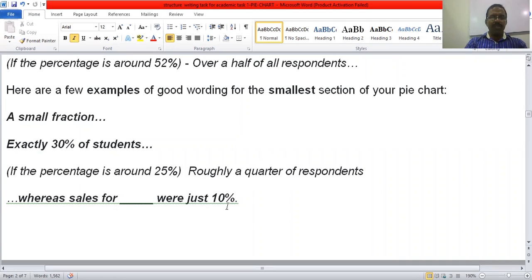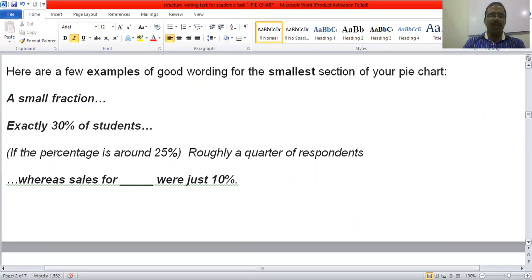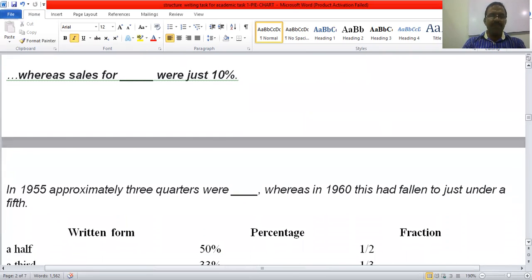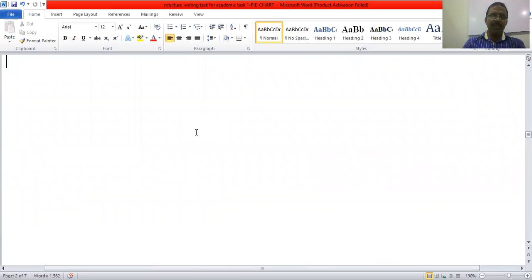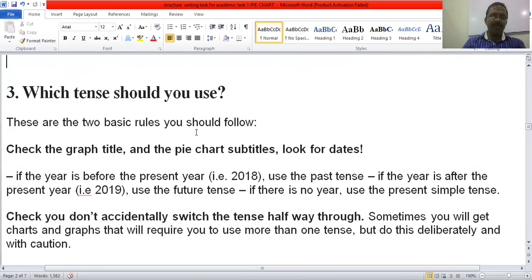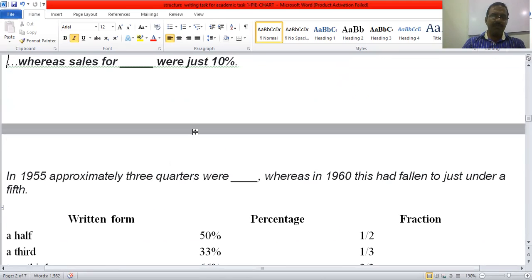wheat were just 10%. Here "just" means the smallest portion, only 10% of the sales. So that is showing a small fraction, a little part, a small part. Then, in 1950, approximately three-quarters were sold, whereas in 1960, this had fallen to just under a fifth.